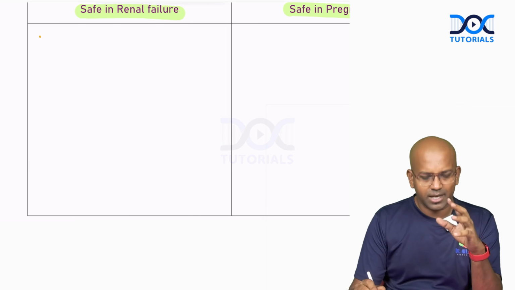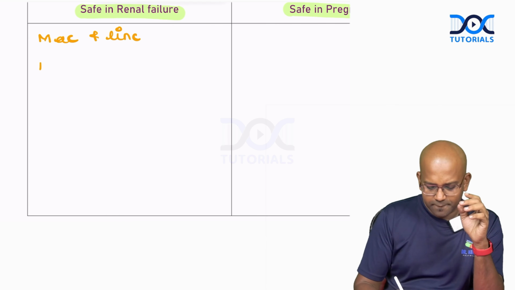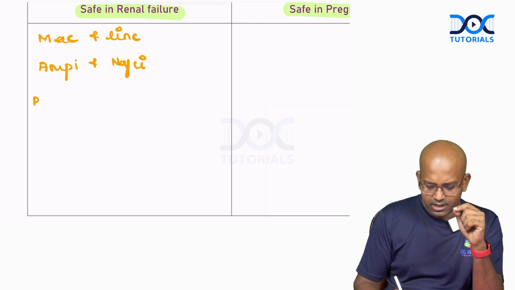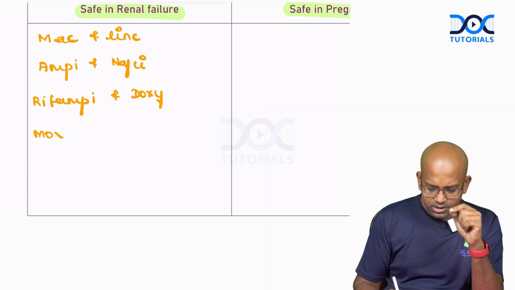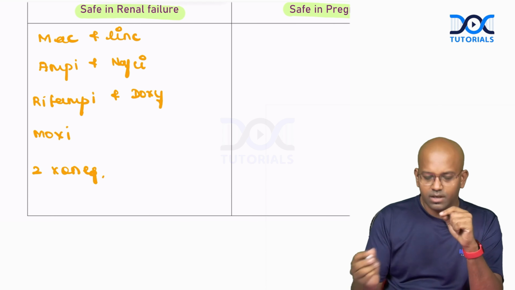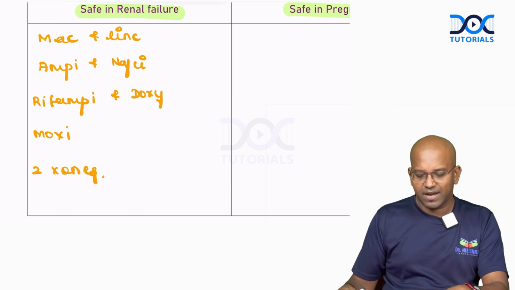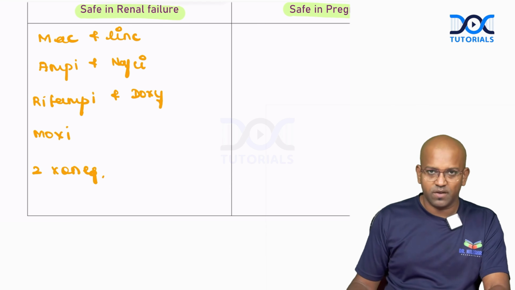It appears like a rhyme, guys. Mac and a link. Remember this like a rhyme. Ampi and a napsy. Rifampy and doxy. Moxy and two zones. So this is the rhyme which you have to remember regarding the antibiotics safer to be given in renal failure.